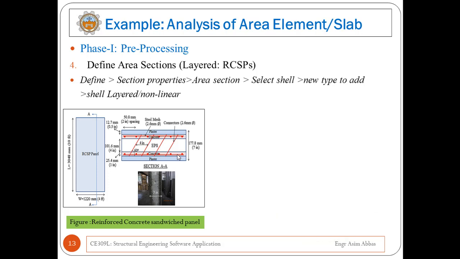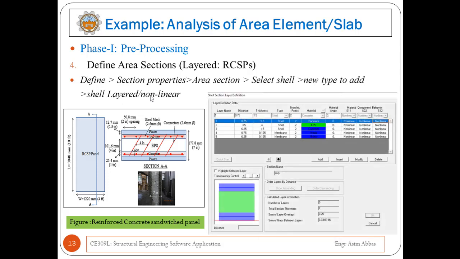Okay, now let's see how to define a reinforced concrete sandwich panel in SAP 2000. Go to Define, then Section Properties, then Area Sections, select Shell, then click Add New, and choose Shell Layered/Nonlinear, right?